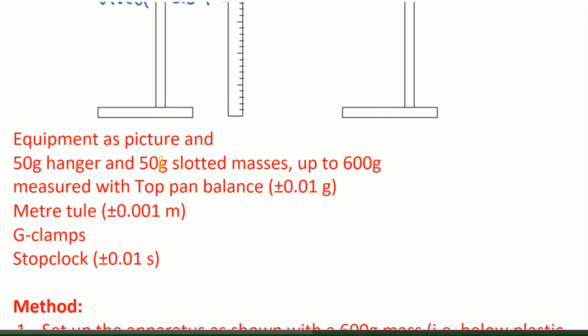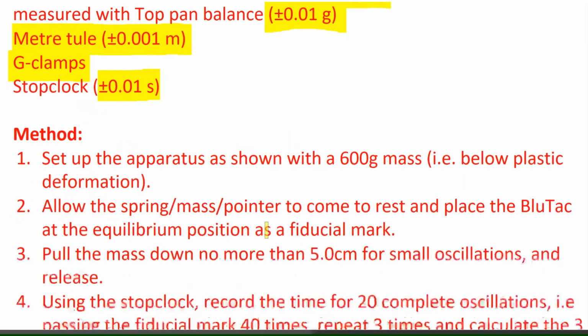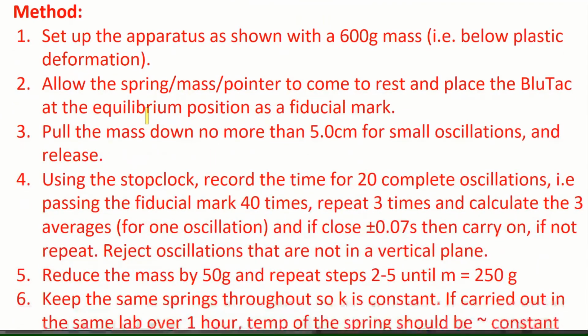So a 50 gram hanger with 50 gram masses up to 600, that will become apparent, measured with a top pan balance and the uncertainty included. The meter rule, G clamps and a stop clock with appropriate resolution. Then, okay, the method, outline the method.